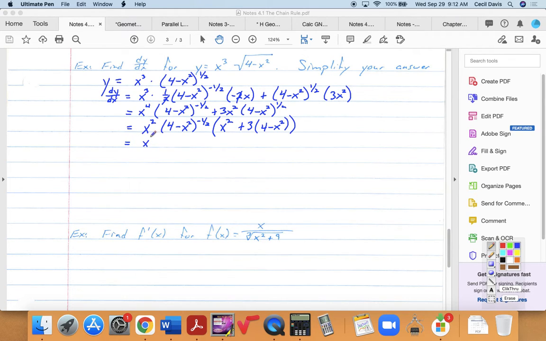So now this will be x squared times 4 minus x squared to the negative 1/2 power times, well, let's see, that's going to be an negative x squared minus 3x squared... so, negative x squared plus 3 times 4, so I'm going to say it's 12 minus 2x squared.